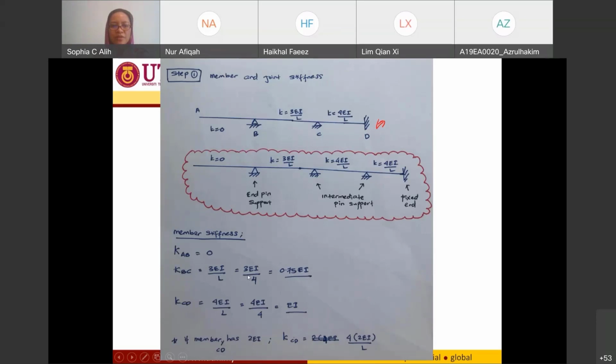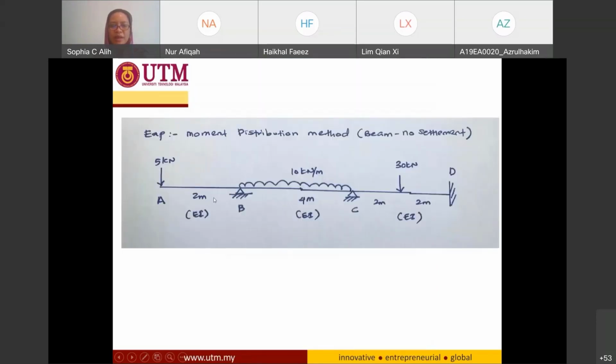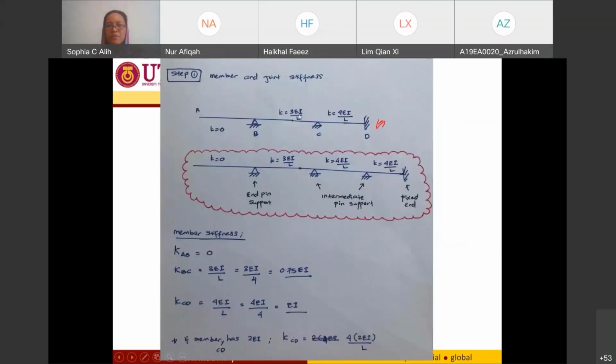So 3EI over L, where EI is what you have already been given in your example. It depends on the material properties of your beam. If this is 2EI, then you have to put it in your equation as 2EI. If this is 3EI, then again you have to put it in your equation as 3EI. So it depends on the material properties of your structure.